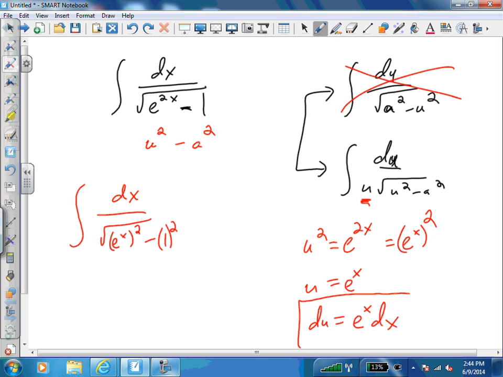So not only are we missing a u out here, an e to the x, but we're also missing one up here. But wait a minute. What's u over u? 1. Now, in all of the problems we've done before, we said that if we're missing a variable, we can't just put a variable here, put one over that.